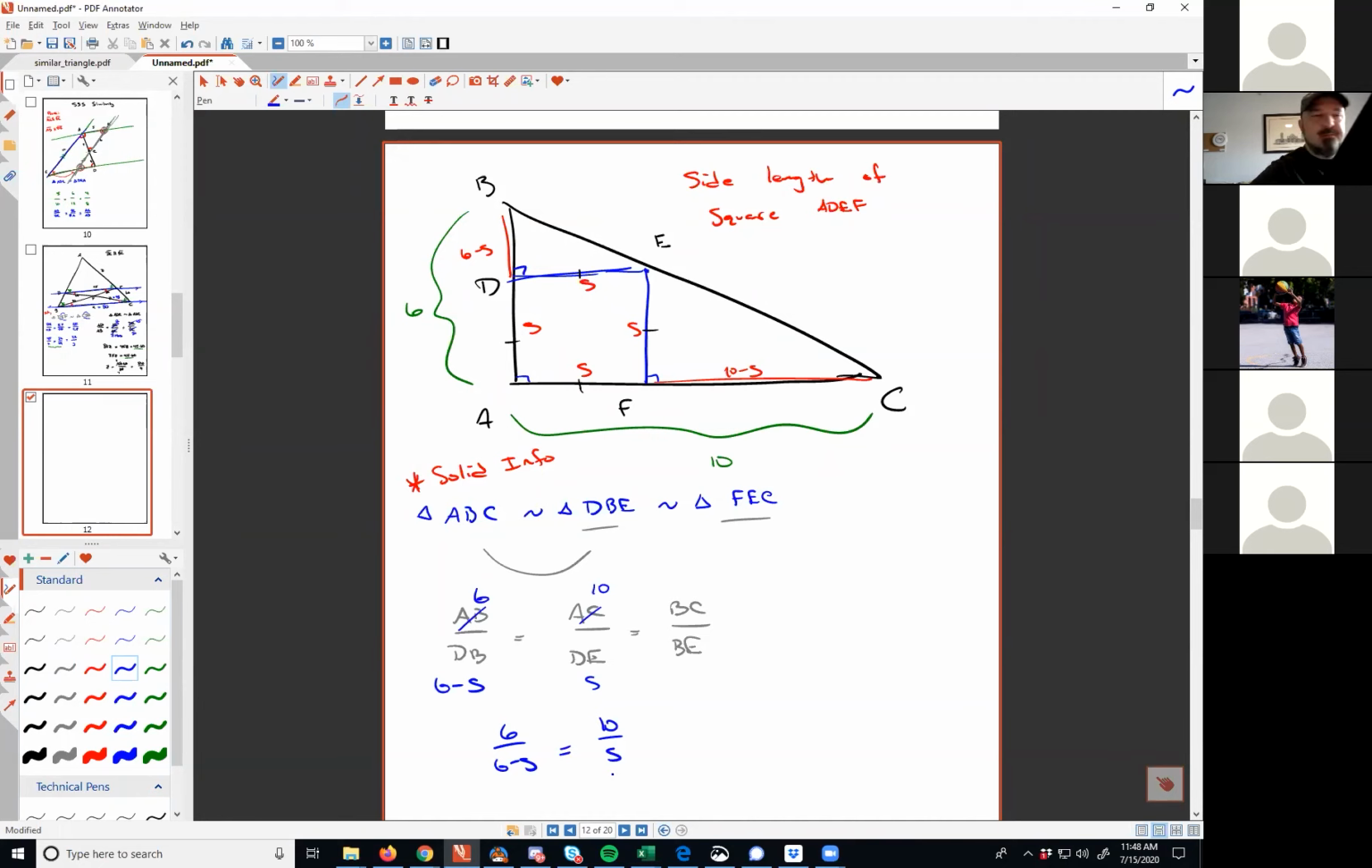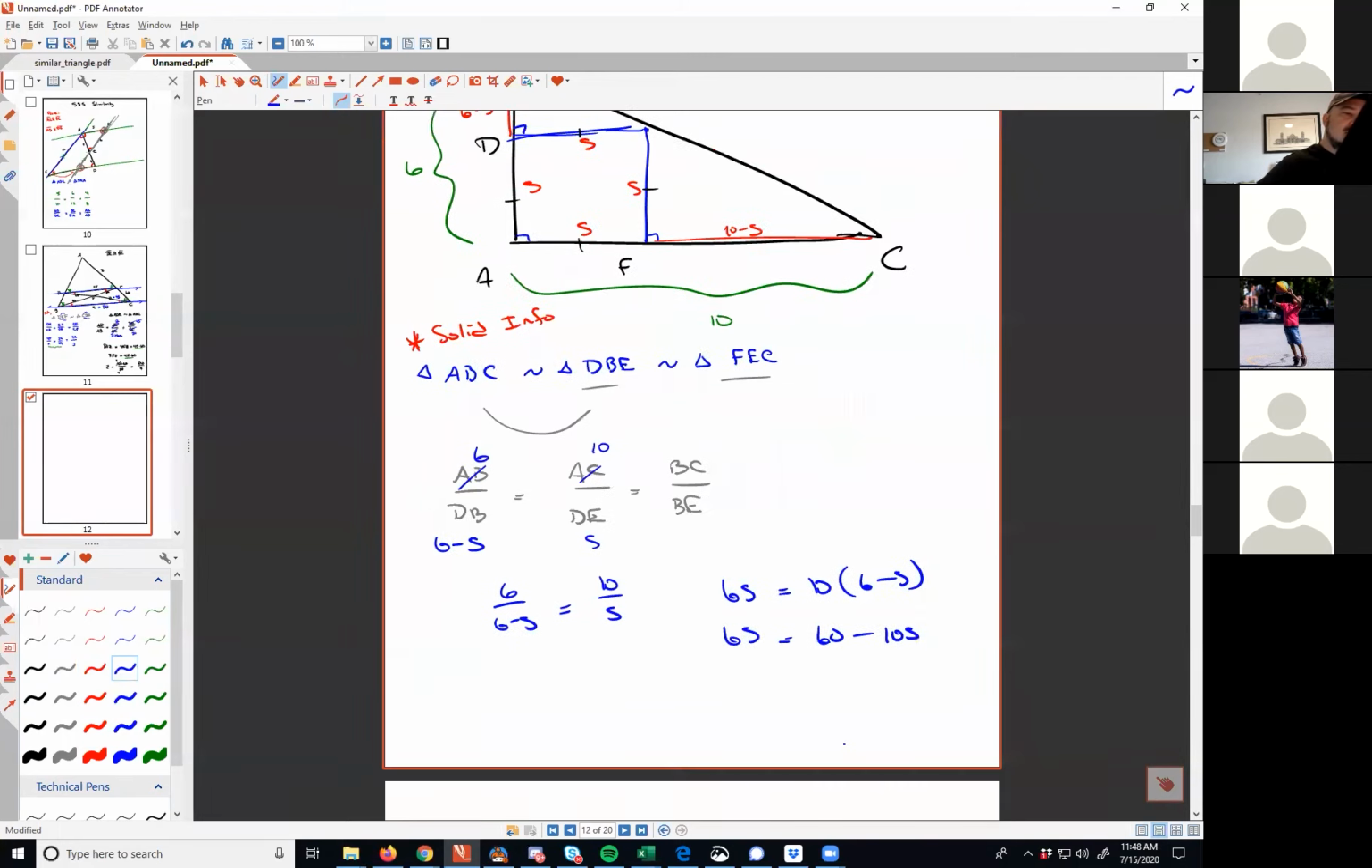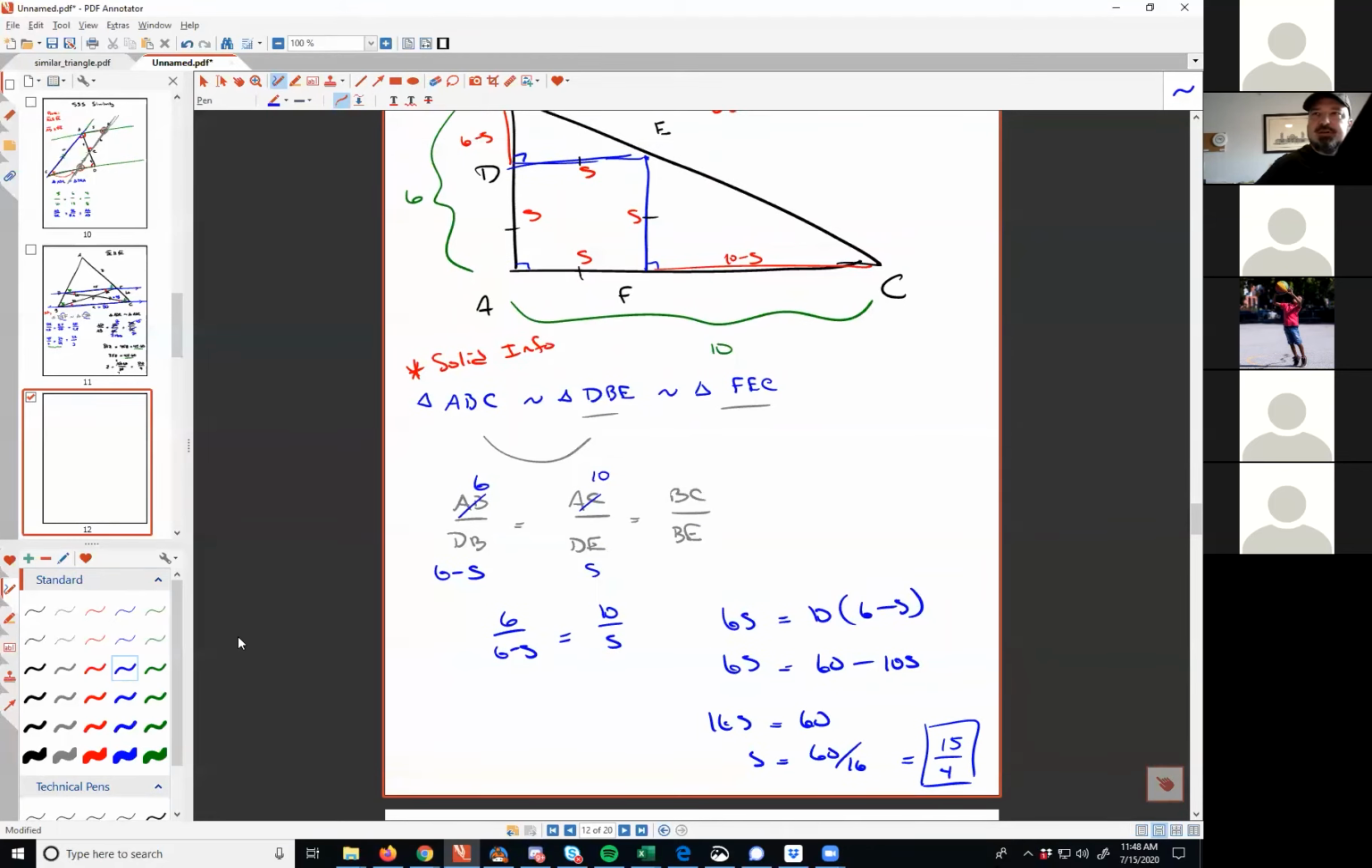So 6 over 6 minus S equals 10 over S. What do we do now? Cross multiply. 6 times S equals 10 times 6 minus S. And that's our answer.